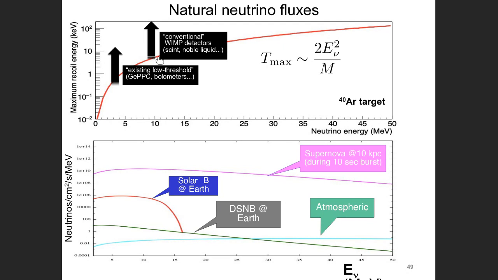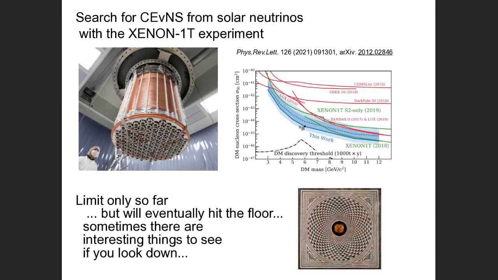Horizontal lines would represent a threshold here. Conventional WIMP detectors are, as you can see here, therefore sensitive to pretty much all of the fluxes greater than 10 MeV or so. If you want to be sensitive lower than that, you need a much lower threshold kind of detector. So most WIMP dark matter detectors will be sensitive to these signals.